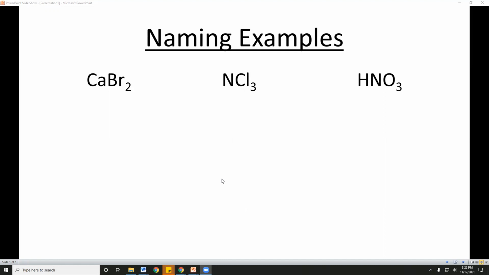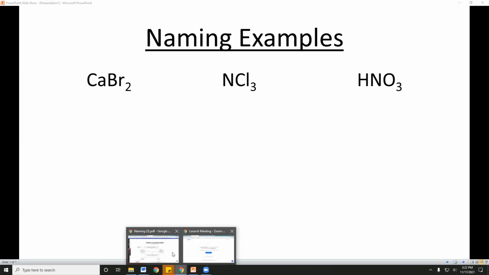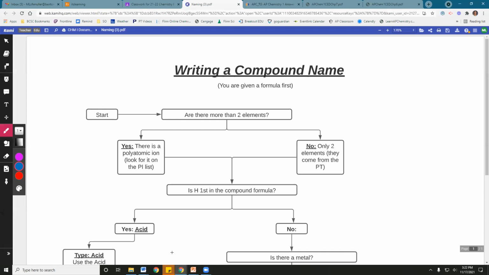Because moving forward, you're never going to be given only ionic compounds or only molecular compounds or only acids. I'm going to give you a jumble of them all. And so in order to name it or write the formula correctly, you have to know the type of compound it is first. Okay, so the flow chart is super important for that.